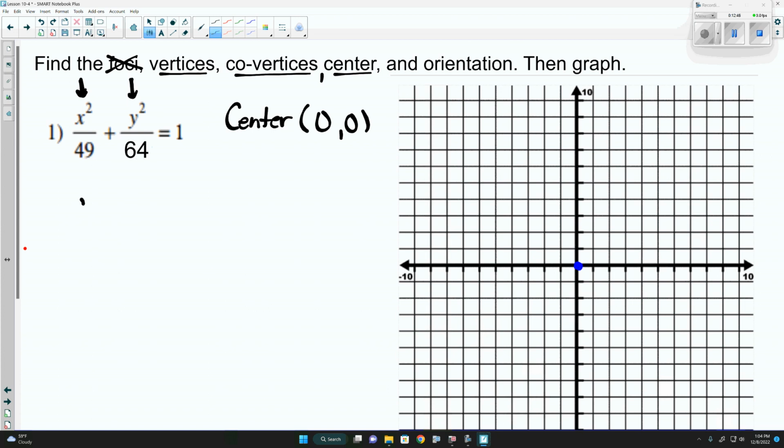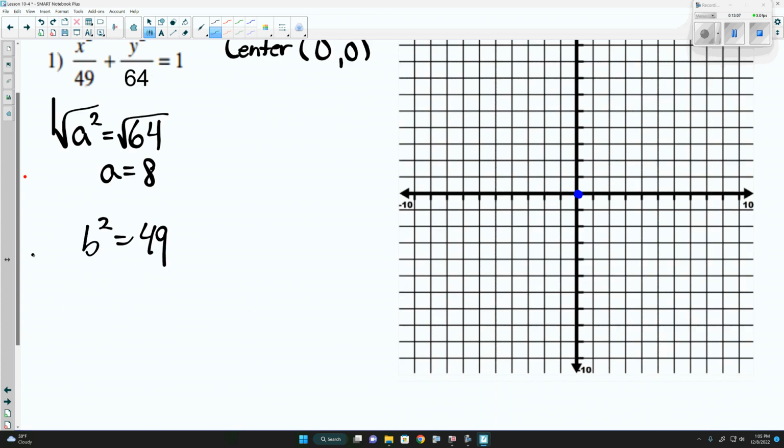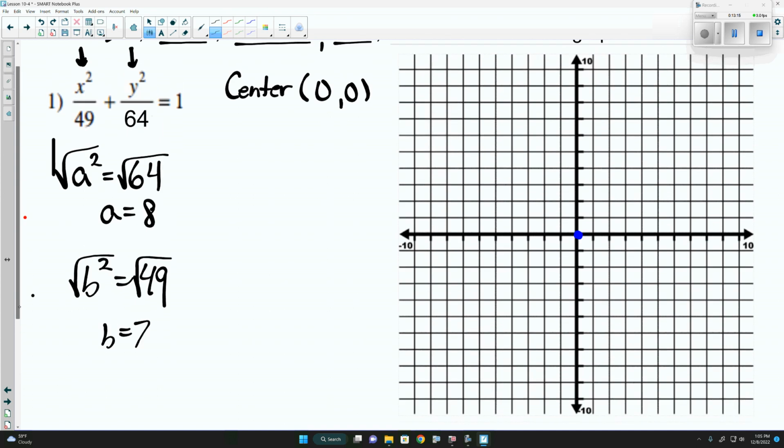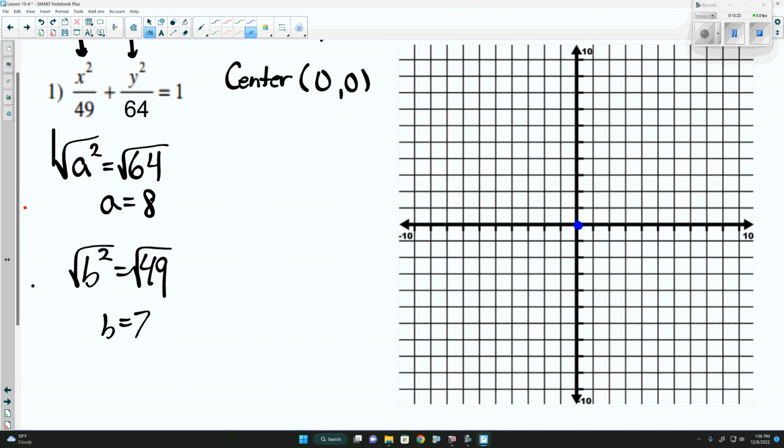Exactly, a squared is, for ellipses, always the bigger number. So it would be 64, and b squared would be 49. Now at this point we would take the square root of both sides, telling us a is 8, and b is 7. I'm going to pause here. Any questions on how we found A or B?